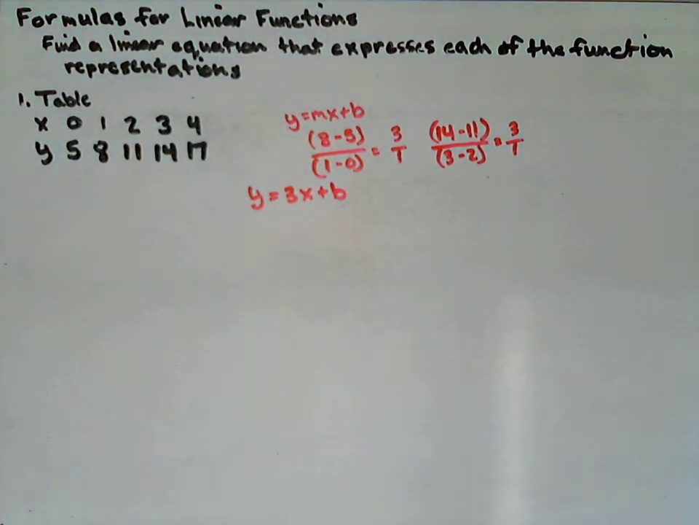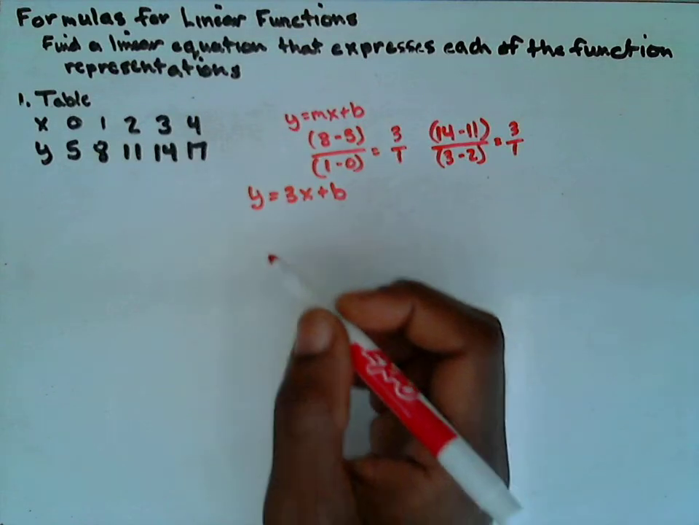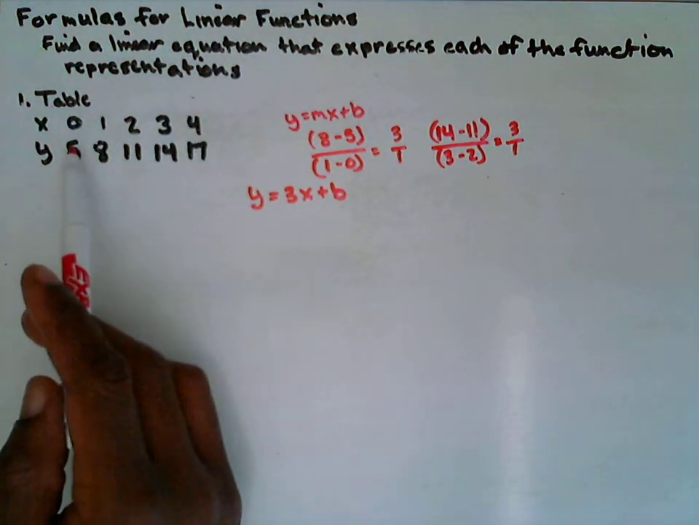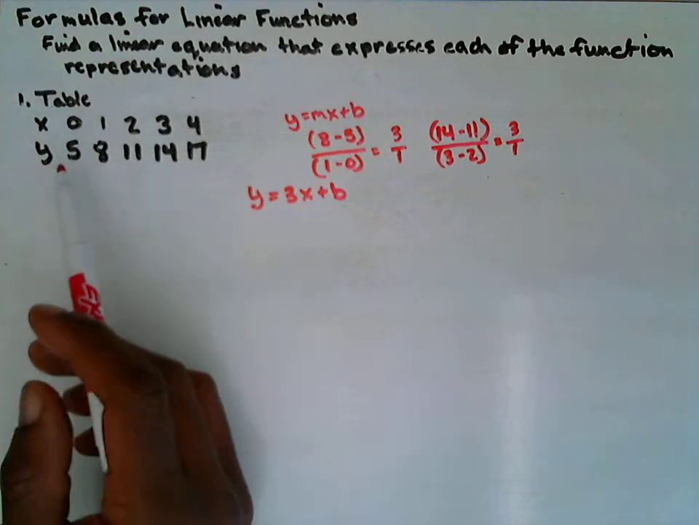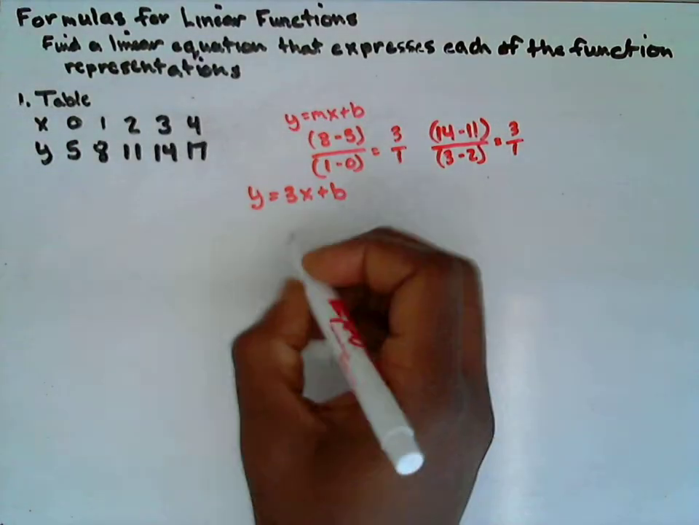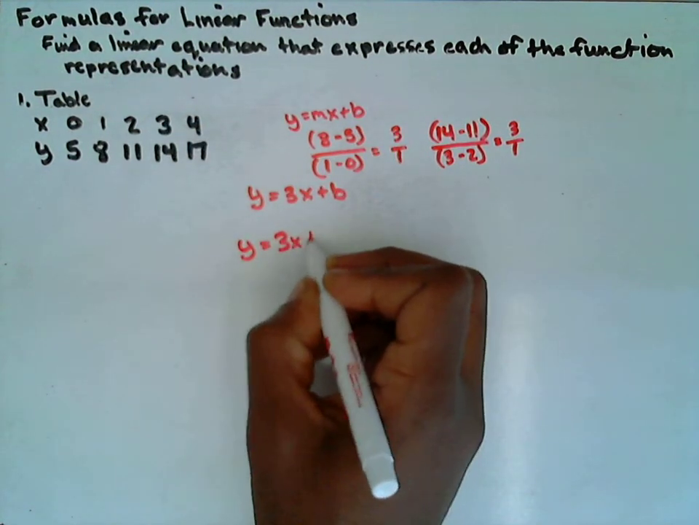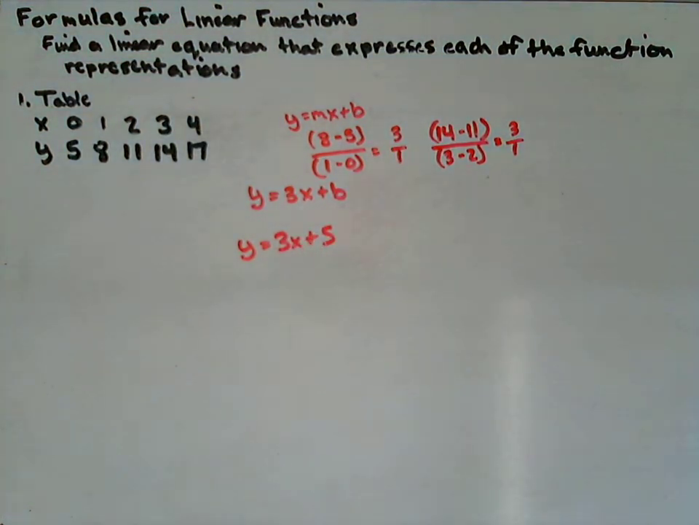Now b is the y-intercept. So basically, to figure out b, all we have to do is have x equals 0. We know what happens when x equals 0: y is 5. So we know b is 5. So we know y equals 3x plus 5.